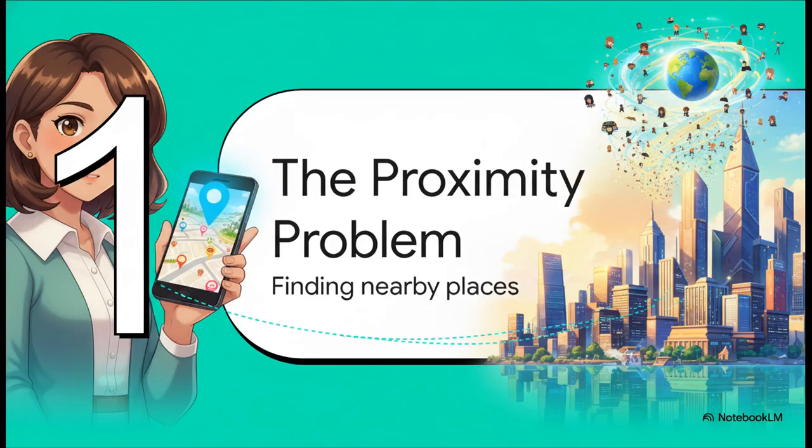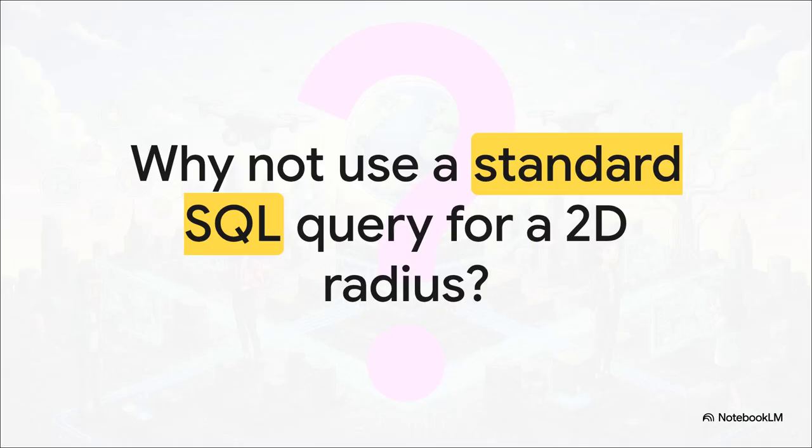All right, section 1, the proximity problem. Finding nearby places sounds incredibly simple on the surface, right? But at a global scale, with hundreds of millions of locations, it gets super complex. Now, you might be wondering, why can't we just use a standard SQL query to search a 2D radius? I mean, why not just draw a circle using a simple 2D intersect on your latitude and longitude?